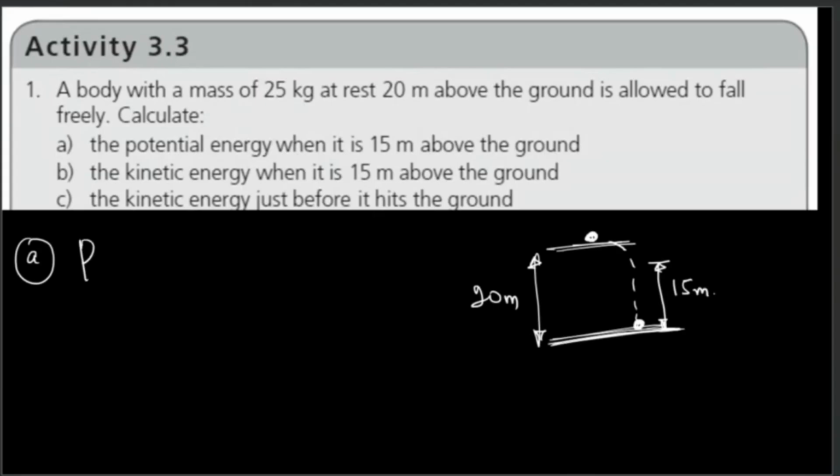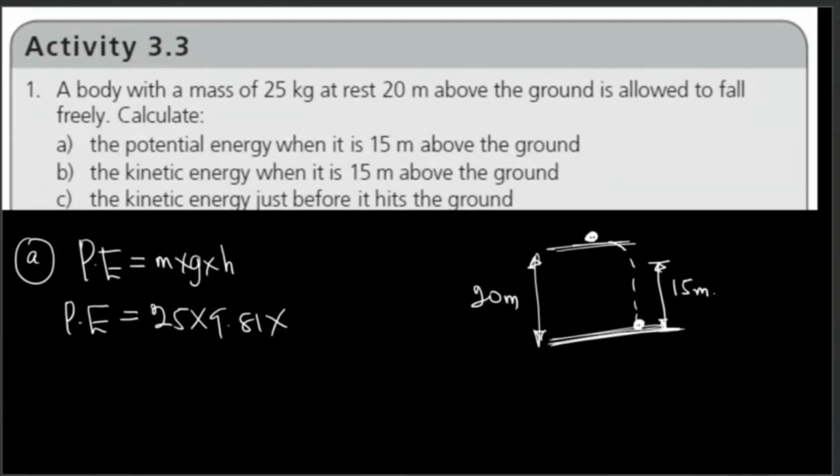So how do you calculate the potential energy there? You just use the normal formula, which is what? M times g times height. So the potential energy when it is 15 meters above the ground, the mass is what? 25, g is 9.81, and then the height is what? The height where you are going to use 15. Potential energy will be what?